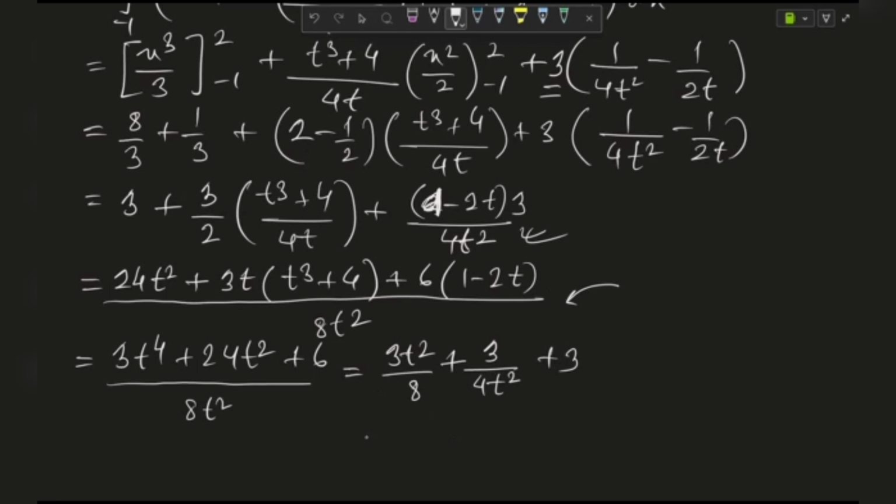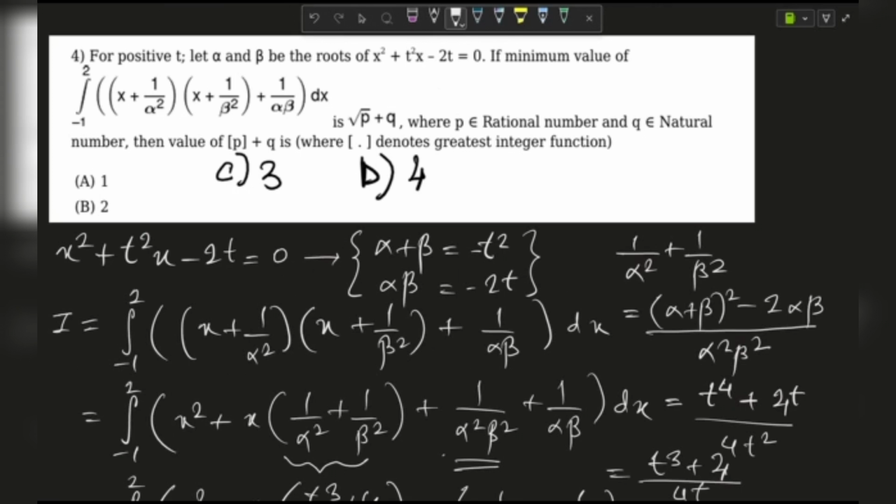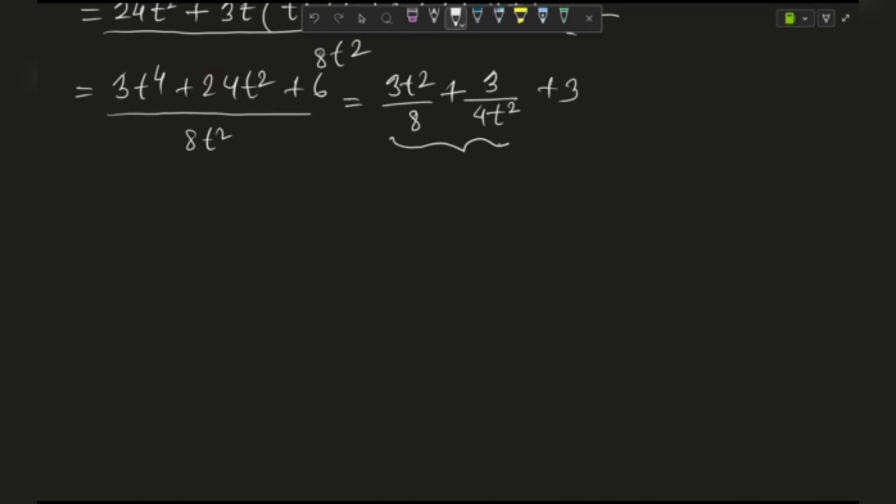So basically I will look at the question once. Our question said that we had to find out the minimum value of this integral. Now we have a particular expression in t plus a constant. So we have to find the minimum value for that expression and then add the constant to get our final result. So we will do that. So this is our expression. This is pretty simple stuff.